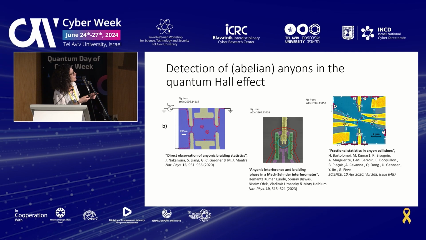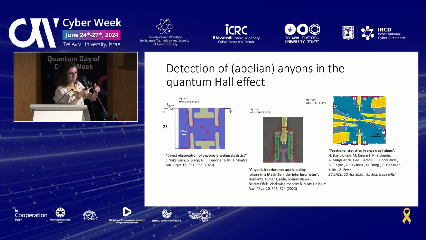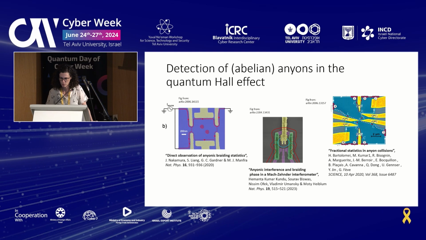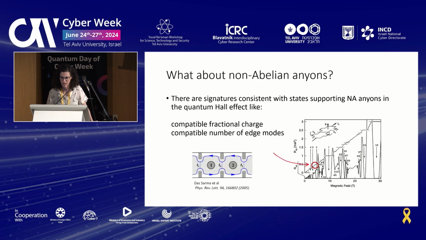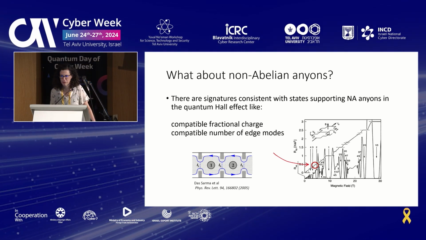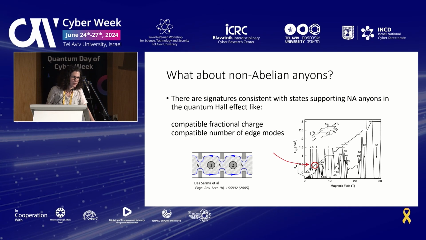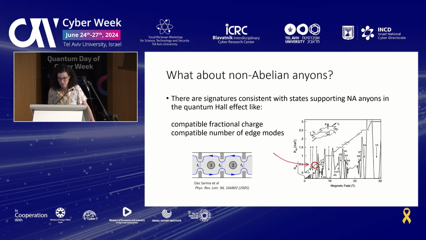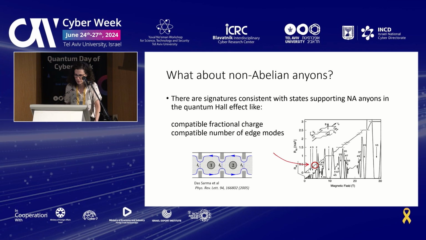Another way is to do scattering experiments, okay? This is an experiment that scatters. Bosons and fermions bunch or anti-bunch. When they scatter, anyons do something else. Okay, so we are there. We have detection of abelian anyons. What about non-abelian anyons? There are signatures that are consistent with non-abelian anyons. Okay, I'm happy about that, but maybe that's not yet good enough to make a qubit. It's definitely not good enough to make a qubit.